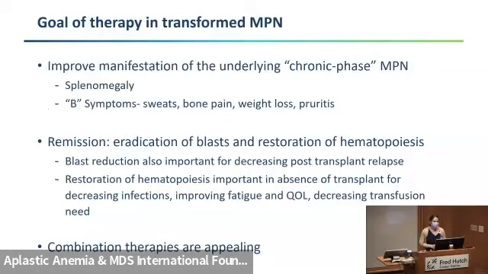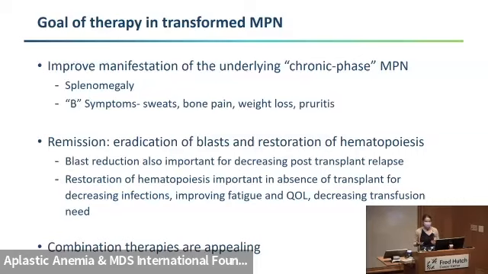So what is our goal of therapy when MPN transforms? First, we still want to improve the manifestations of the underlying chronic features of the disease. So we still want to improve splenomegaly, which is very symptomatic, and control people's B symptoms: the sweats, bone pain, and weight loss. And then secondarily, we want to put the aggressive or leukemic portion of the disease into a remission.